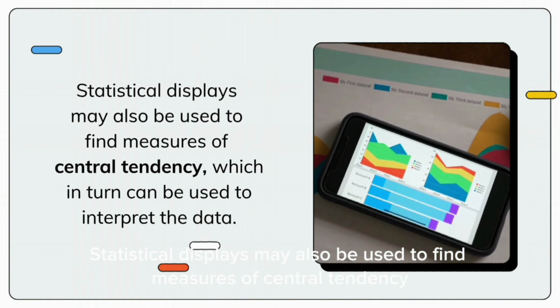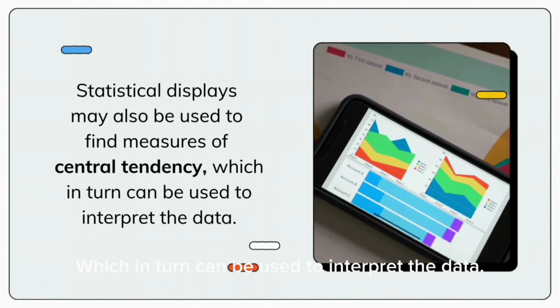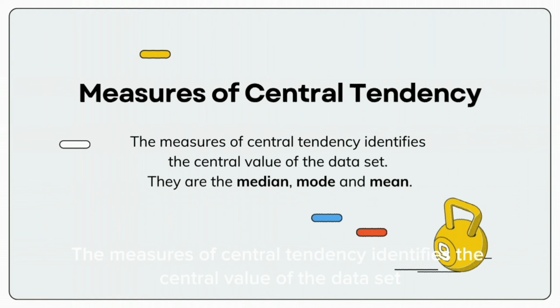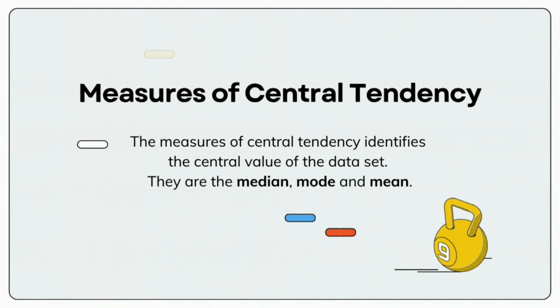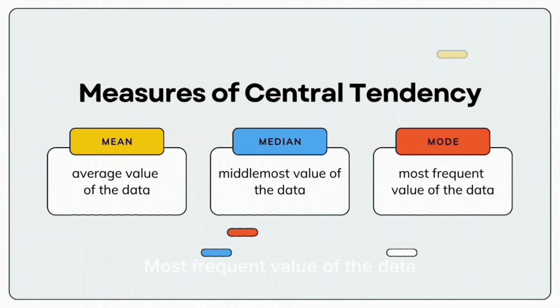Statistical displays may also be used to find measures of central tendency, which in turn can be used to interpret the data. The measures of central tendency identify the central value of the data set. They are the median, mode, and mean. Mean, average value of the data. Median, middlemost value of the data. Mode, most frequent value of the data.